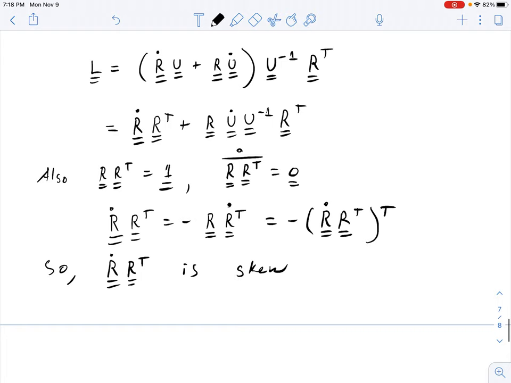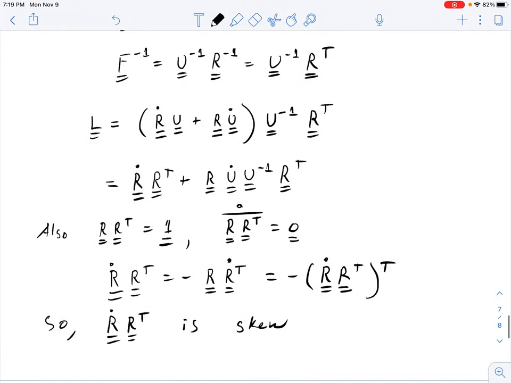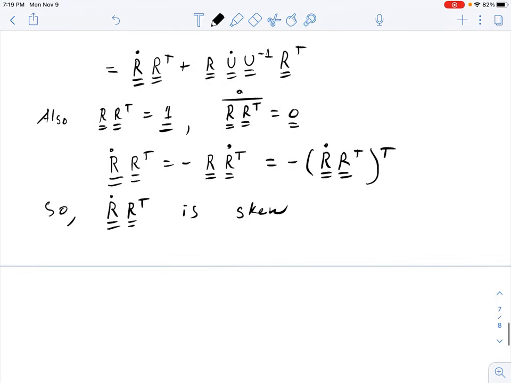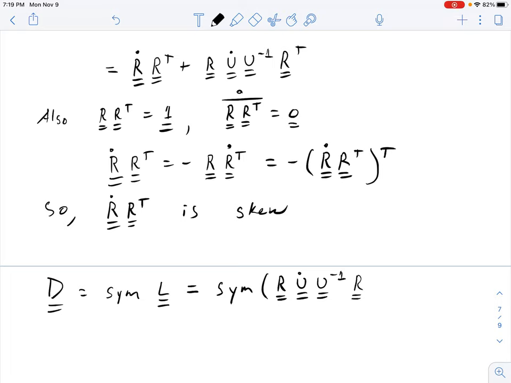All right, so we found part of W. We have to look at this remaining term here. But first, let's look at D, the stretching tensor. So the symmetric part of L, D is equal to sym L, which we know is equal to the symmetric part of R U dot U inverse R transpose.